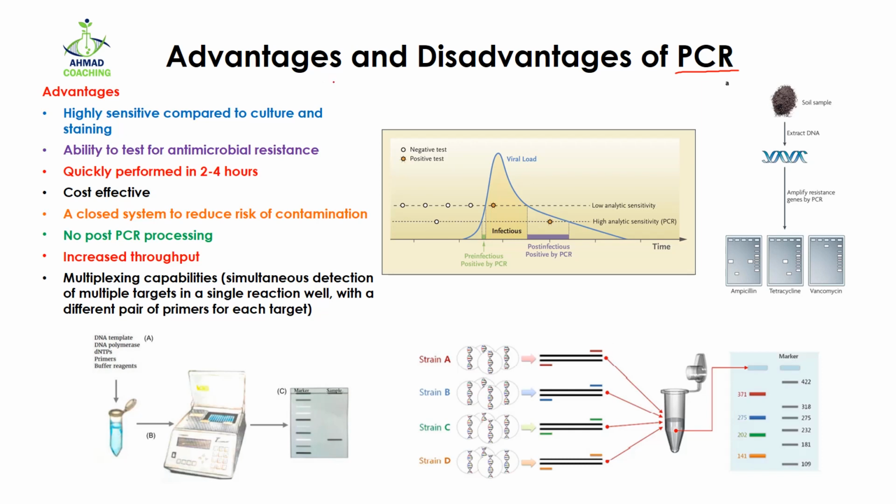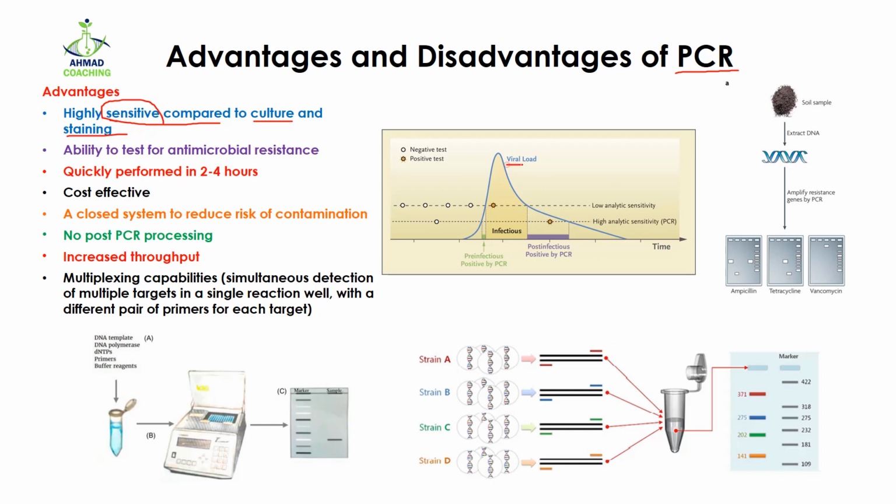The first advantage is that PCR is highly sensitive compared to culturing and staining techniques. When we talk about sensitivity, it means that even if only 1 picomole of DNA is present in the sample, PCR can easily detect that. Because of its sensitivity, we can easily detect bacterial DNA in samples in which it is present in very minute quantity. For example, you can see this graph.